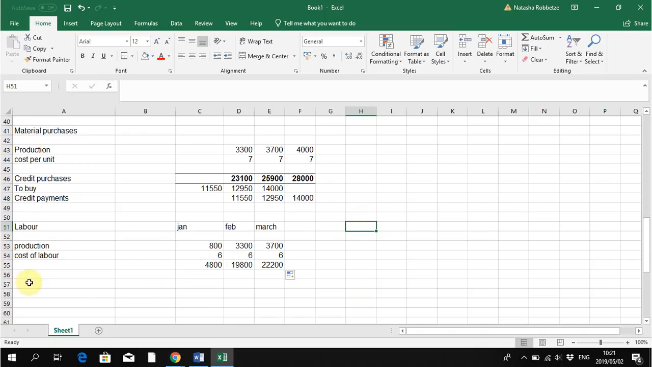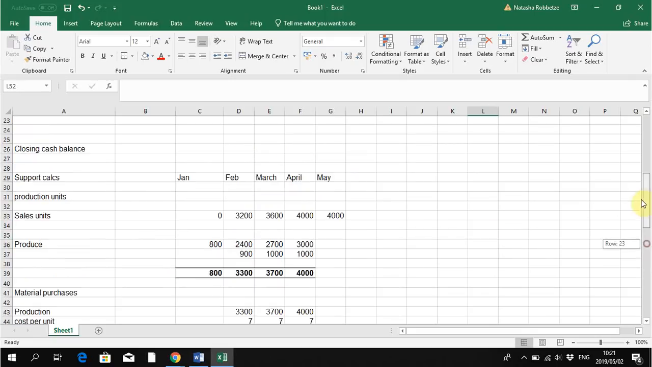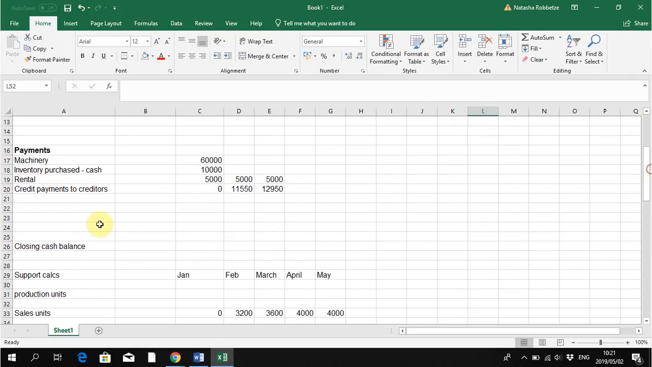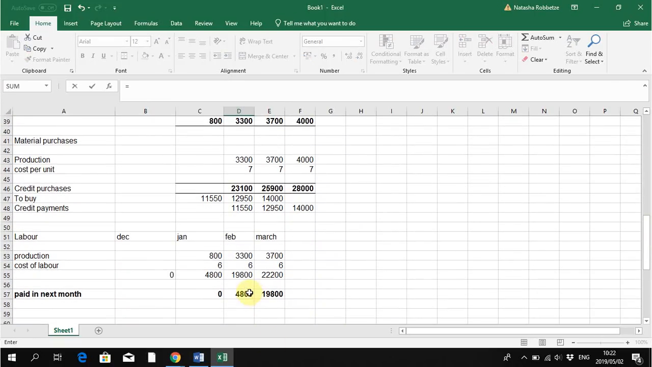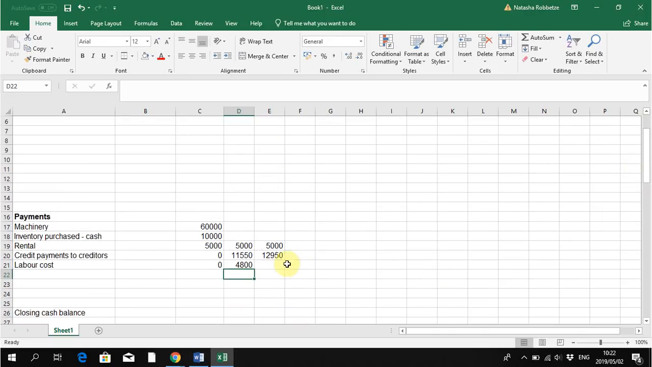However, they say that it's only paid in the next month because it is paid on the 7th of the next month. So in December, you would agree with me that there would have been no wages because we didn't have a business. The business only started on 4 January. So on the 7th of January, we would have had no payments to make to laborers. On the 7th of February, we had to pay for January. And then on the 7th of March, we had to pay for February. So there we were able then to calculate our labor payments. So under payments, I'm going to say labor cost. And that was then 0. And in Feb, it was 4,800 and then 19,800 in March.